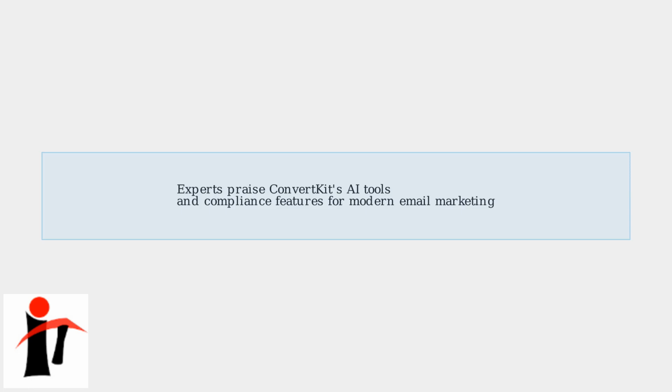Marketing experts highlight ConvertKit's AI tools and strong compliance features as key advantages. These real-world examples demonstrate the effectiveness of targeted email marketing using ConvertKit.